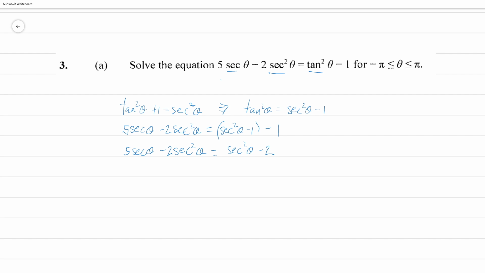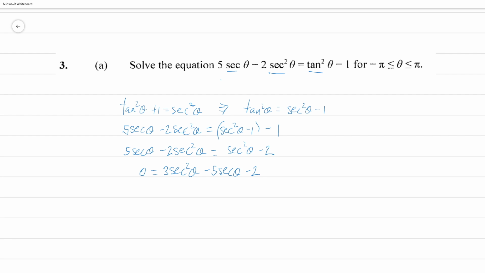Okay, so this is not looking too bad. Everything is in terms of sec. I didn't have any other problems, so I'm happy with the substitution I made. Now let's just carry across everything to one side. So this will be 0. This 2 and this 1 will be 3. 3 sec squared theta, then minus 5 sec theta minus 2.